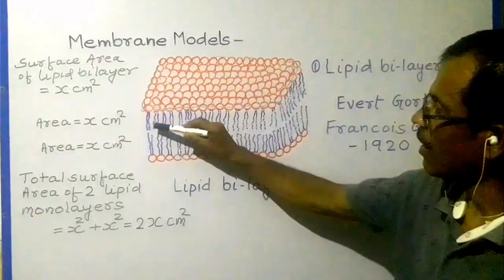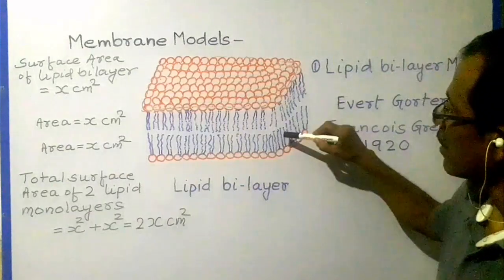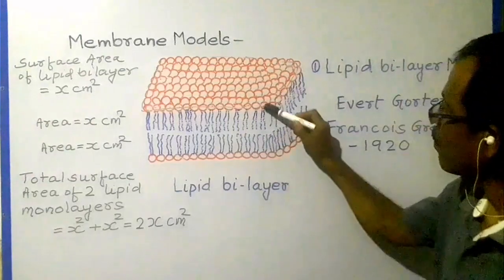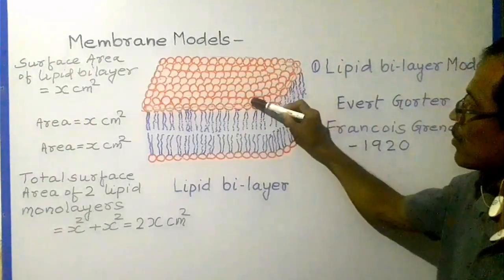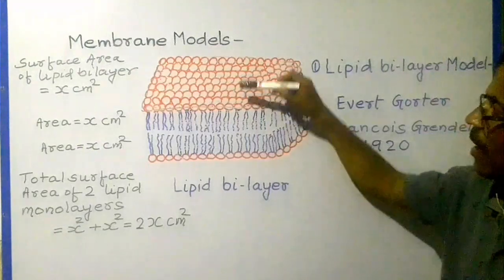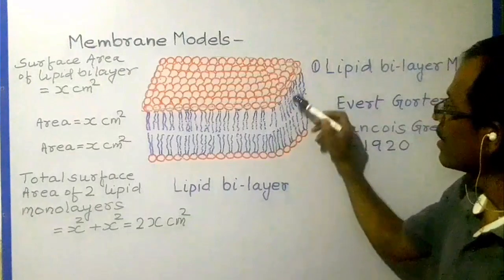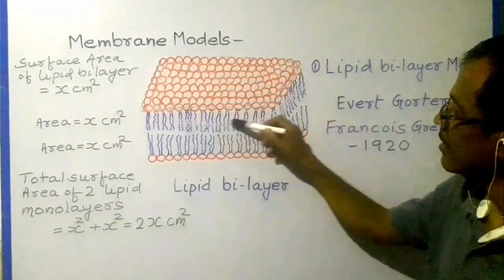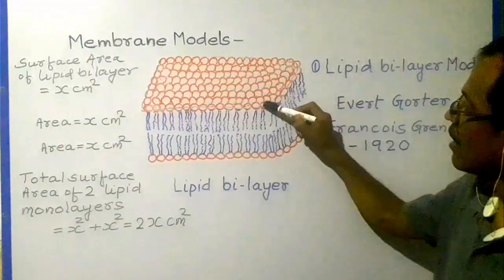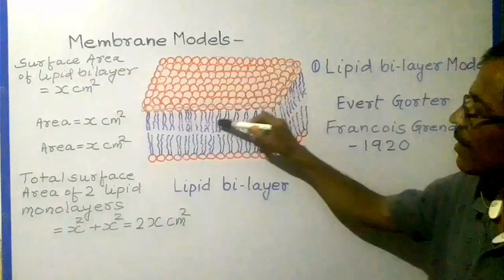They suggested that in such a lipid bilayer, the lipid molecules are arranged in such a manner that their polar hydrophilic head groups, which are represented as red circles, face outward toward the aqueous environment, whereas their hydrophobic tails remain embedded in the hydrophobic interior. These are the hydrophilic head groups and these are the hydrophobic tails.